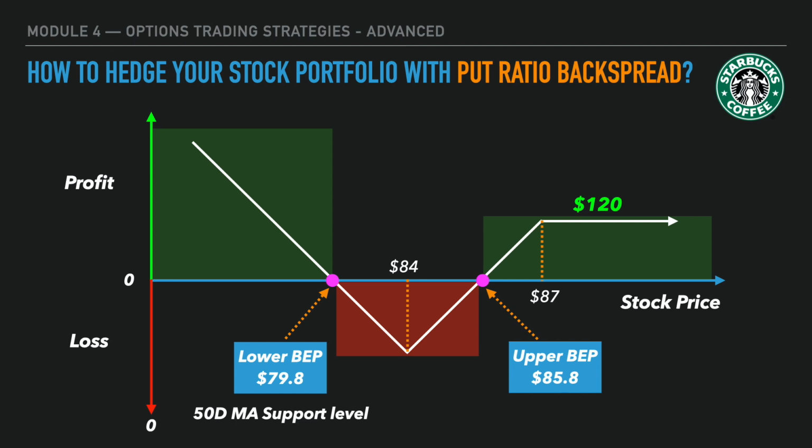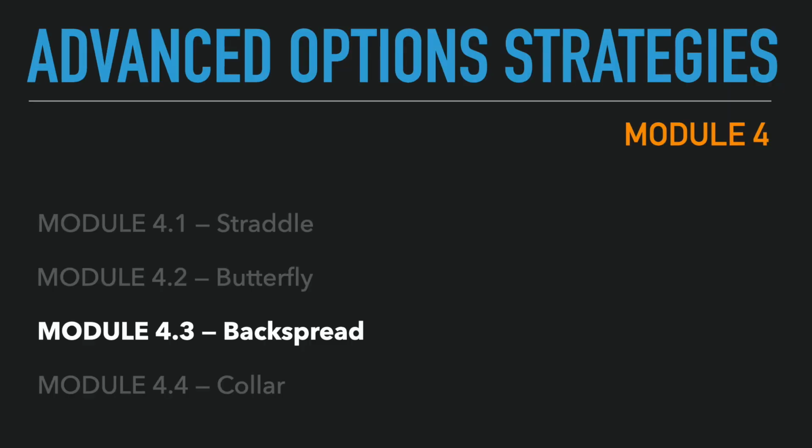But a put ratio backspread can actually let investors profit on the upside while at the same time protect the downside as a hedge. And that is why you often see a lot of sophisticated hedge funds use backspread to hedge some of their long-term stock positions. Alright, that will be the end of this video on the backspread option strategy.